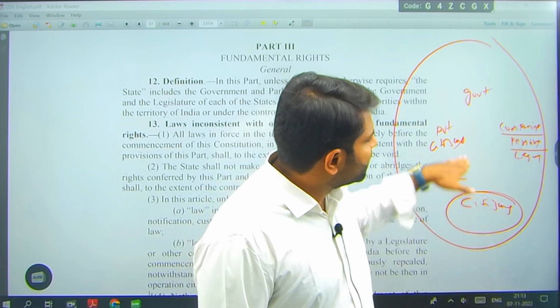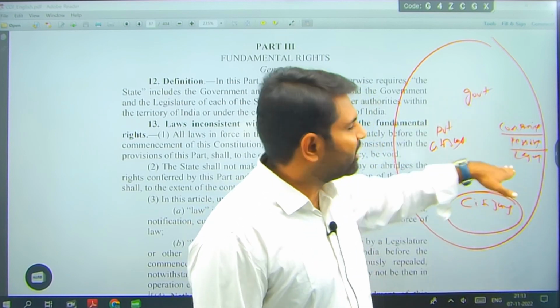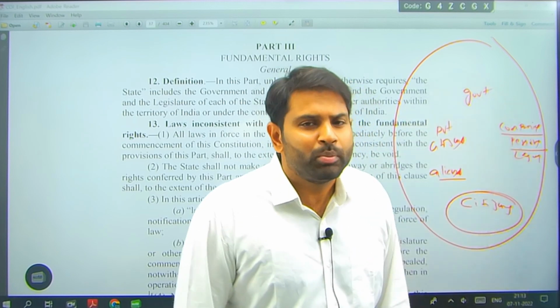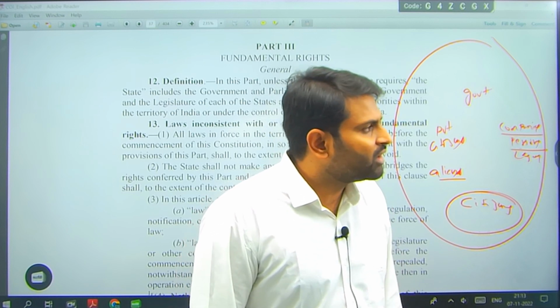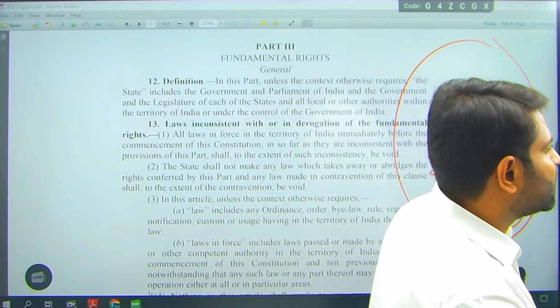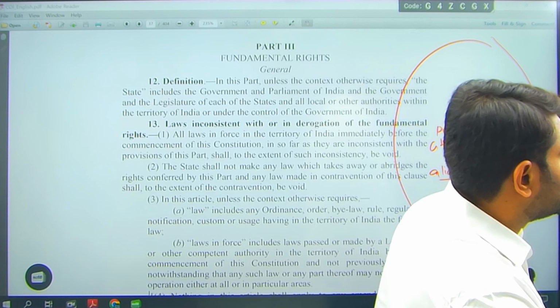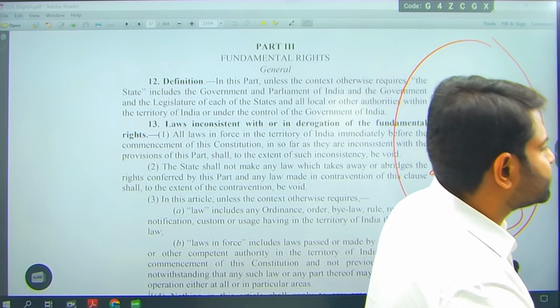So individuals who can create hurdles for him, these are the different ecosystem. To protect against these hurdles, we have different fundamental rights. So what are those fundamental rights? You already know. I'll try to open up different important articles. I'll tell you.